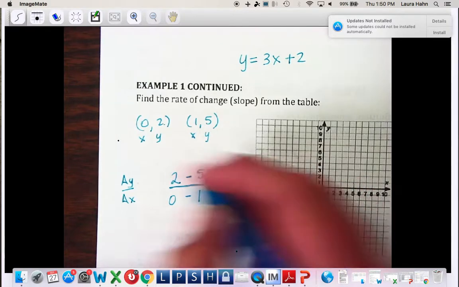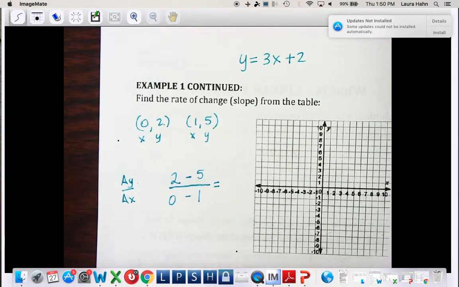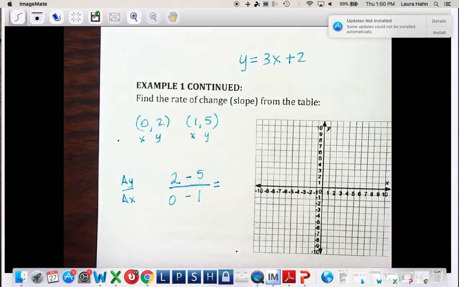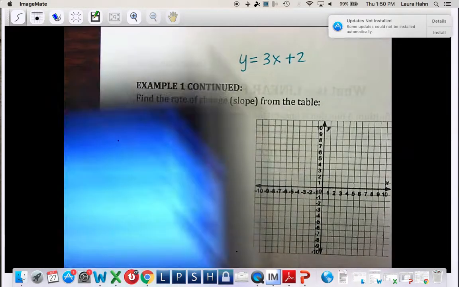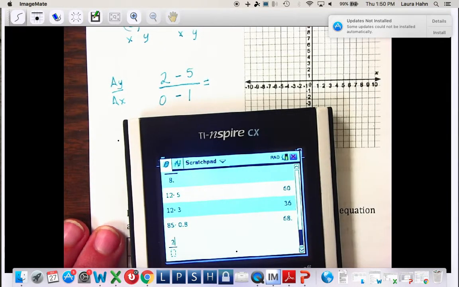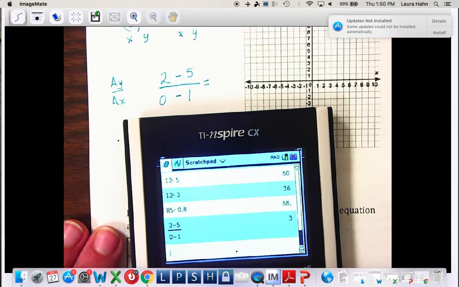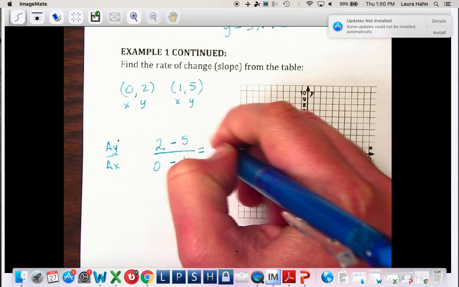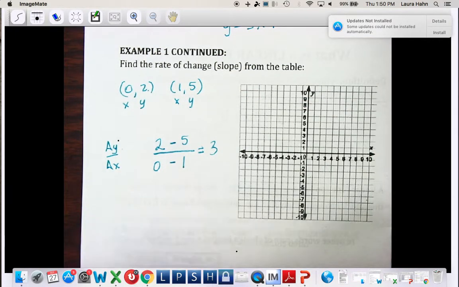I don't like students to make mistakes, so I tell them to type this exactly into the calculator by pressing Control Divide. 2 minus 5 on top, 0 minus 1 on bottom. That gives 3. That should make sense because we already discovered earlier that the slope was 3. But this is how you calculate it by hand.